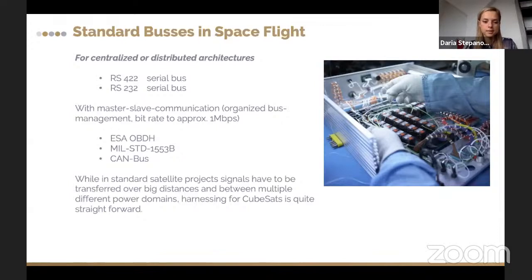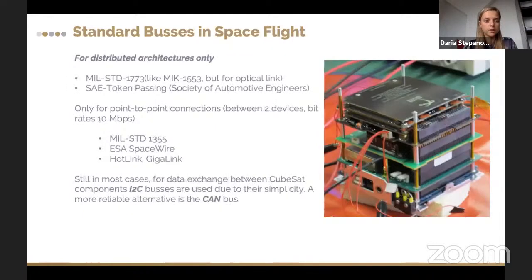While in standard satellites, signals have to be transferred over long distances, harnessing in the CubeSat is pretty straightforward and pretty short and pretty simple. So there is no need for additional isolation to increase the length of the cables. For distributed architectures only, and here you can see the example of the CubeSat.